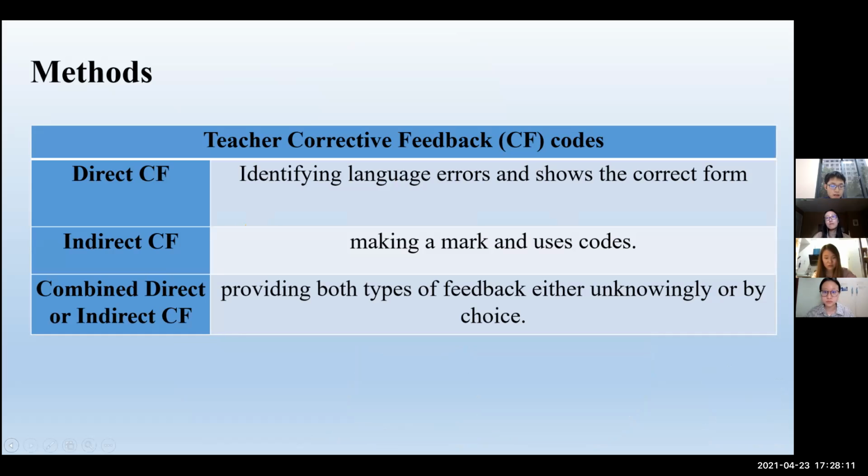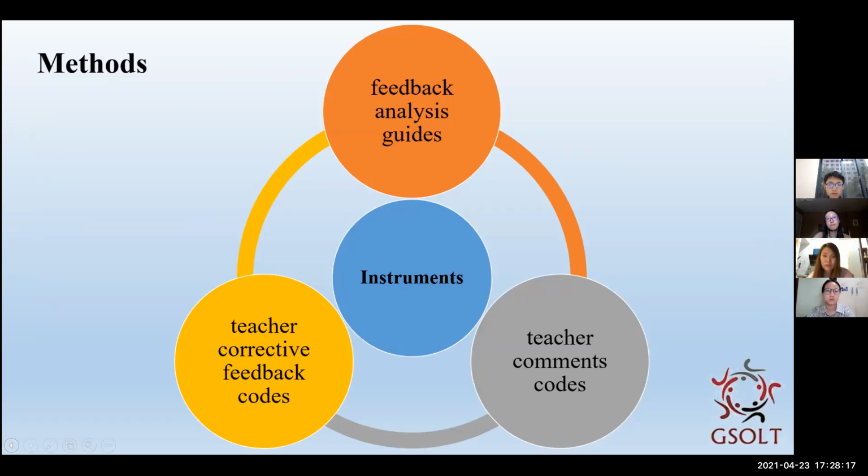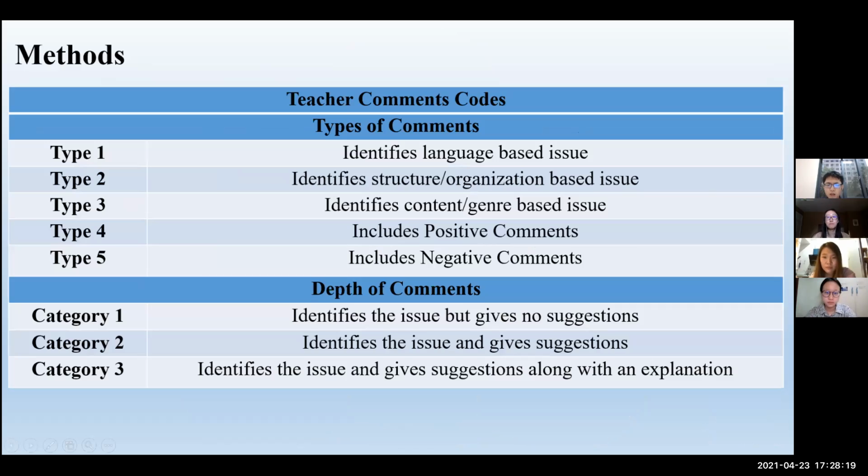Teacher corrective feedback is divided into direct feedback, indirect feedback, and a combination of both. Teachers' comments code are categorized into 5 types. Type 1 is language issues such as grammar and word use. Type 2 is structure and organization. Type 3 is content and genre-based issues.